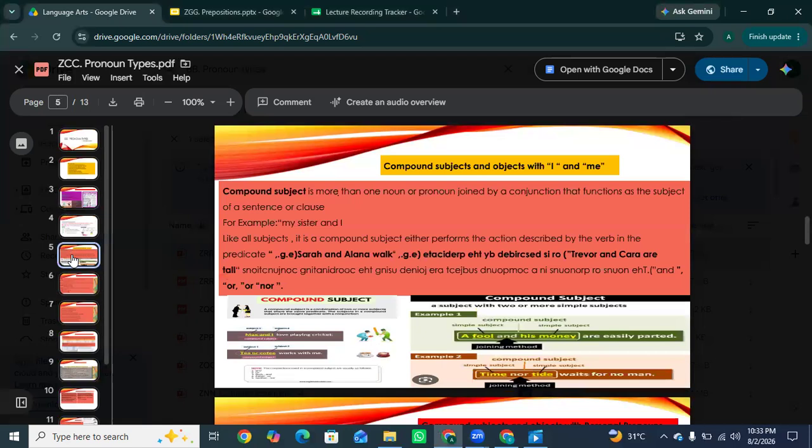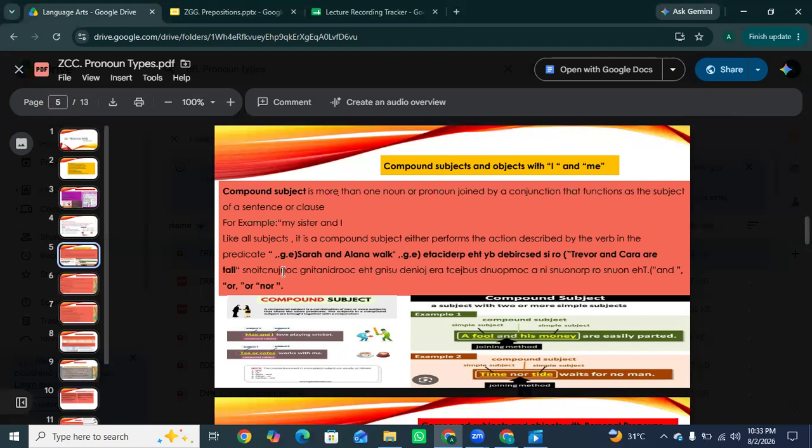The next one is compound subjects and objects with I and me. A compound subject is more than one noun or pronoun joined by a conjunction that functions as the subject of a sentence or clause. Basically, a compound subject is when two or more subjects are joined by words like and, or, nor.